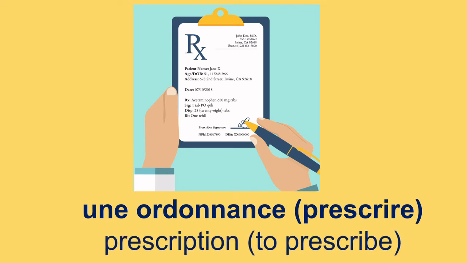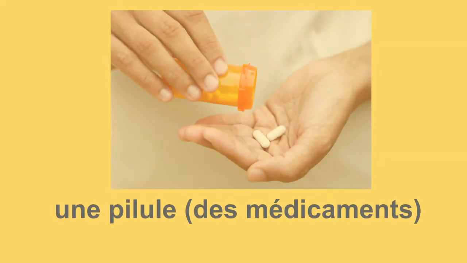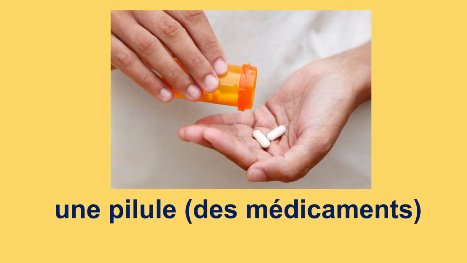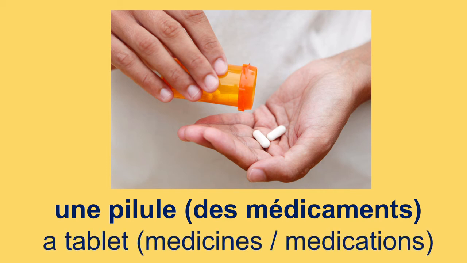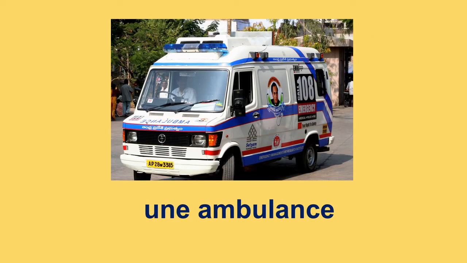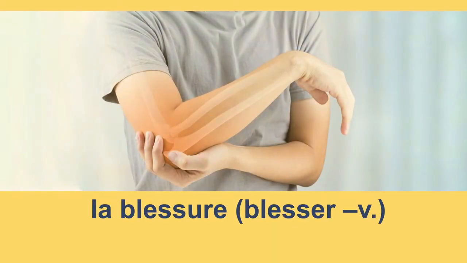And the verb for that is prescrire. Prescrire is to prescribe. Now, prescrire is an irregular verb which goes the same way as écrire. Une pilule. Une pilule is a tablet. And then you have des médicaments, which is medicines or medications. Une ambulance. Une ambulance is an ambulance. La blessure. La blessure is an injury or a wound.